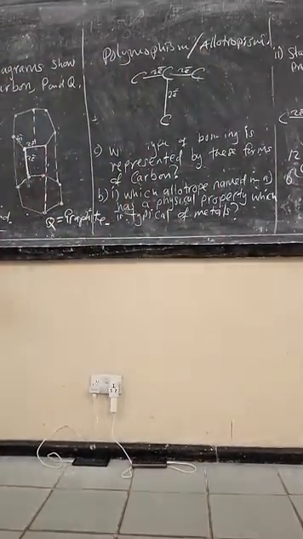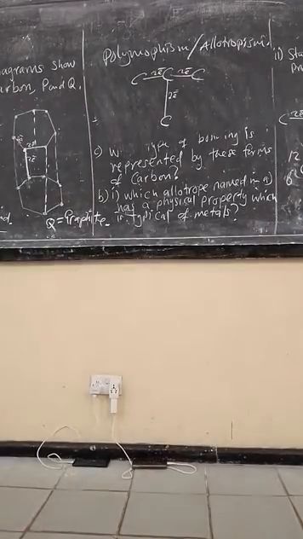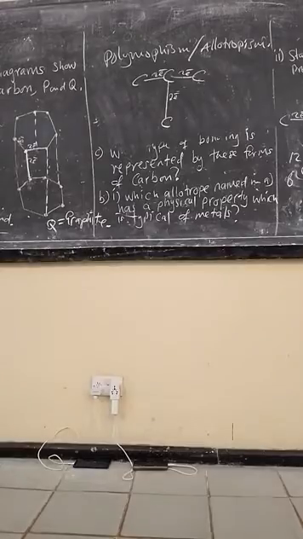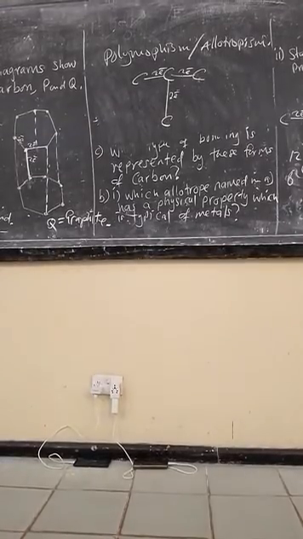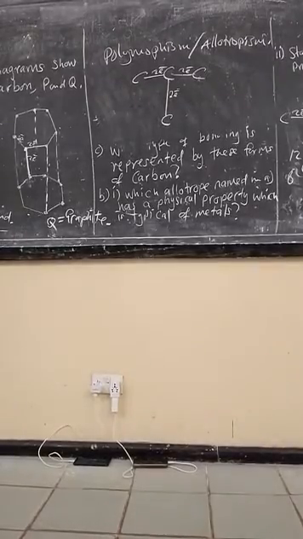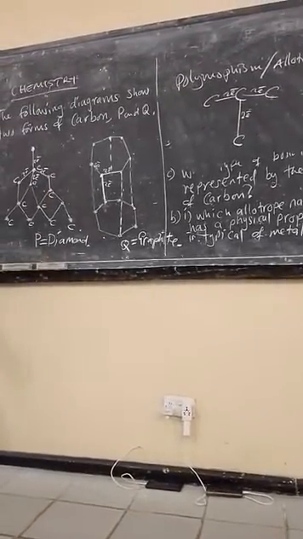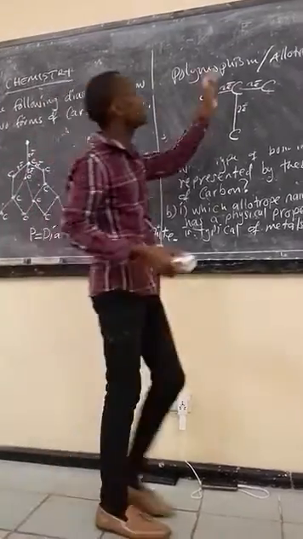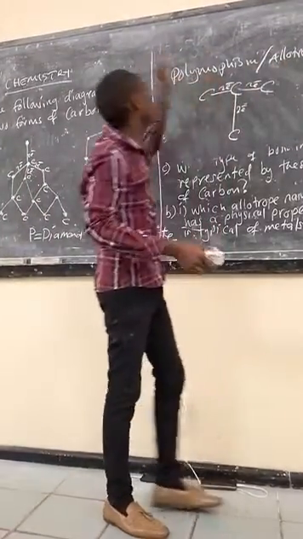Now, let me summarize this way. These two forms of carbon, each is called an allotrope. So the forms themselves are called allotropes. But the existence of allotropes, that is what we are terming as allotropism or polymorphism.